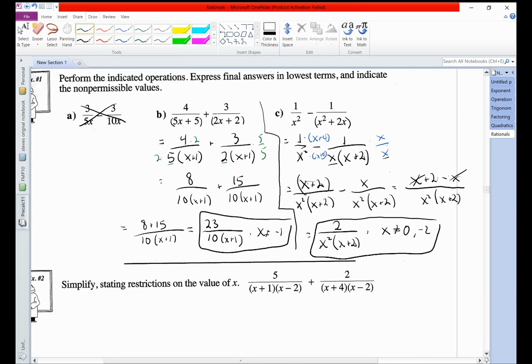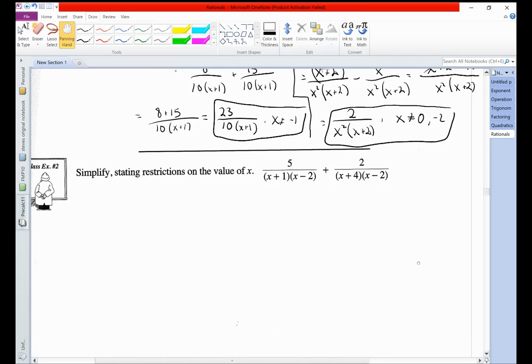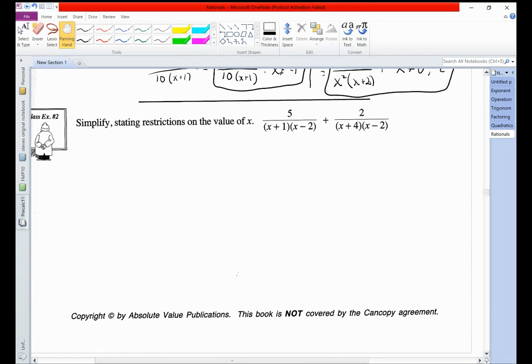Okay, so we are going to look at some larger denominators here. We have 5 divided by x plus 1 times x minus 2, plus 2 divided by x plus 4 times x minus 2. So you can see we actually have a factor in common in the denominator. So what we're looking to do is write this as one big fraction over a common denominator.